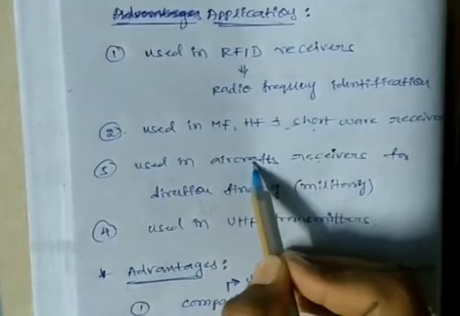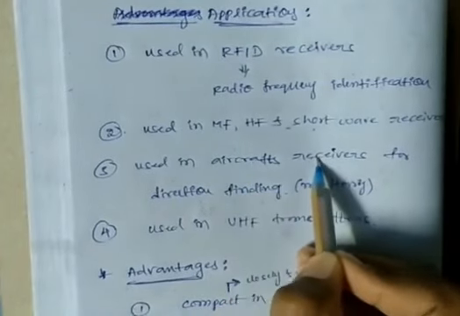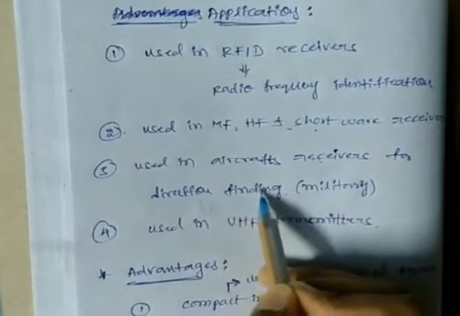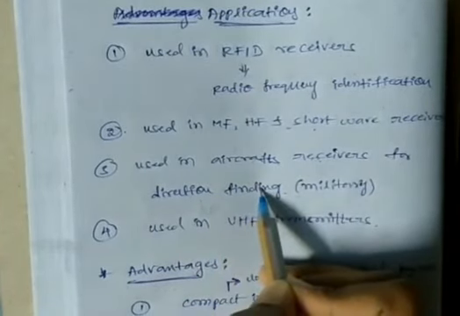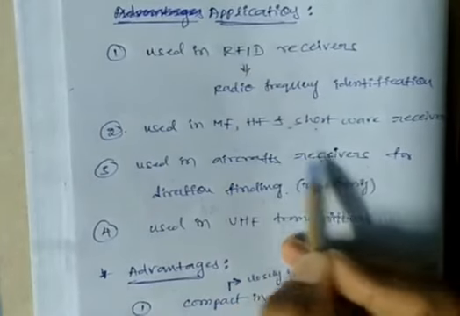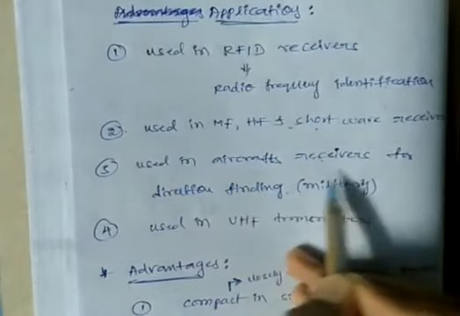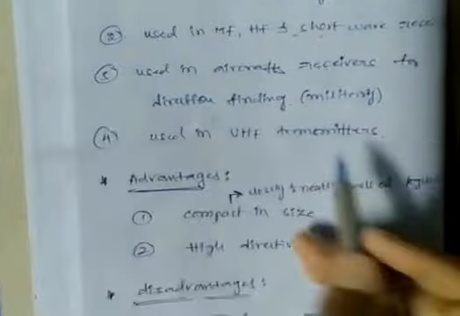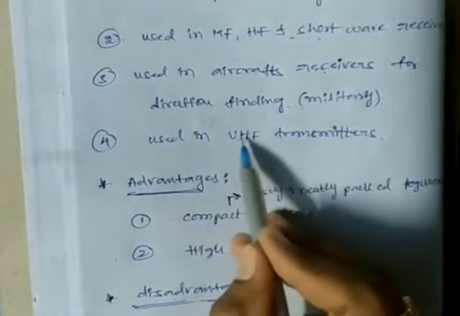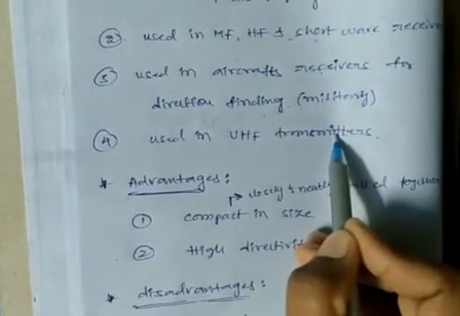Why do we use the loop antennas in aircraft receivers? For finding the direction of the aircraft, we use the loop antennas in the aircraft receivers. This is an application used for military purposes. And here these loop antennas are used in UHF, ultra high frequency, transmitters.